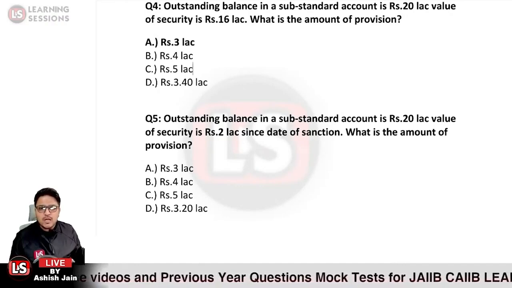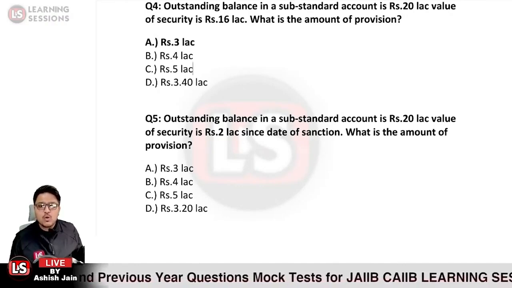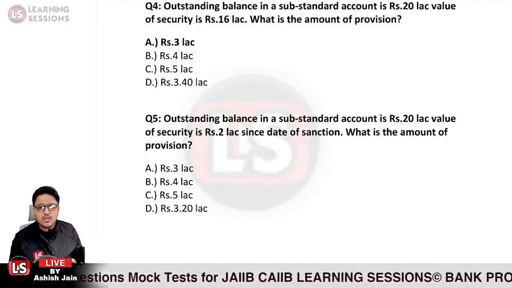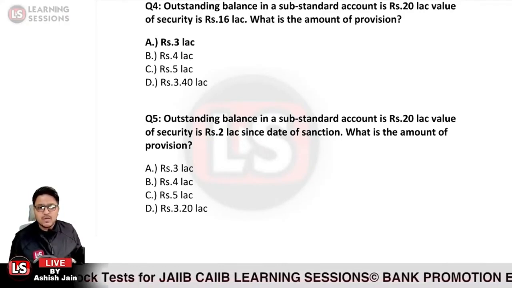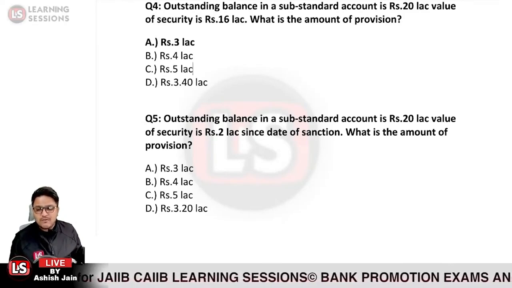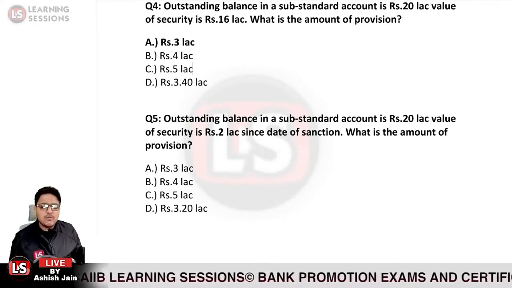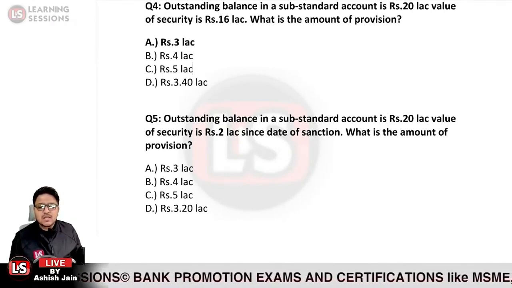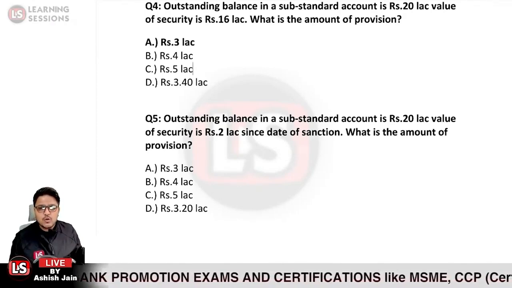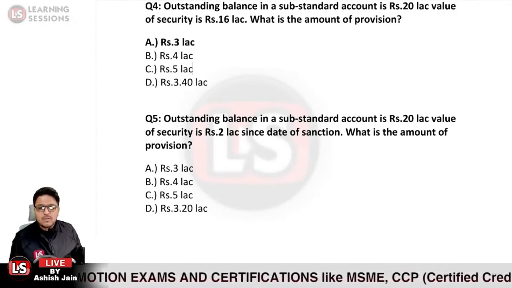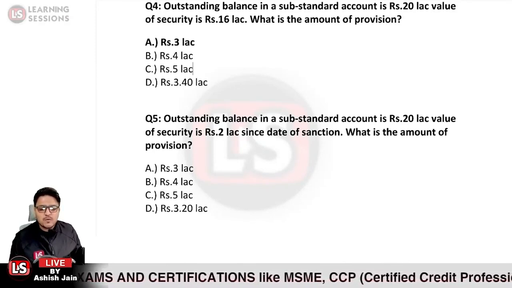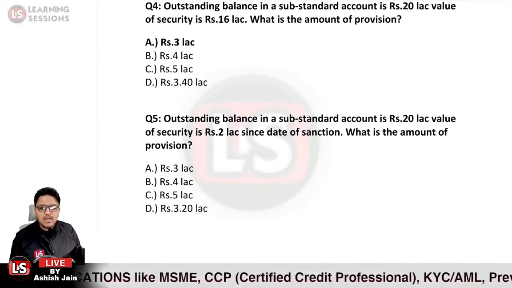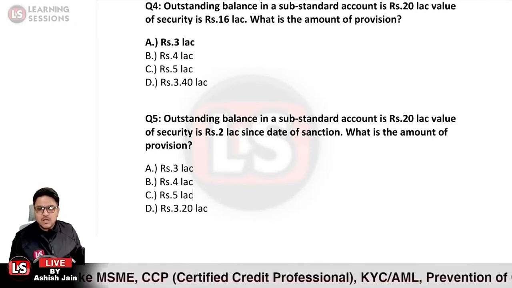Now first of all, we need to identify whether the loan is a secured loan or an unsecured loan. In this particular case, the value of security is rupees 2 lakh, which is basically 10% of the outstanding amount. So it is an unsecured loan account. What would be the provision percentage applicable? 25% provision would be applicable, as it is not an infrastructure loan. So option C over here will be the right answer.